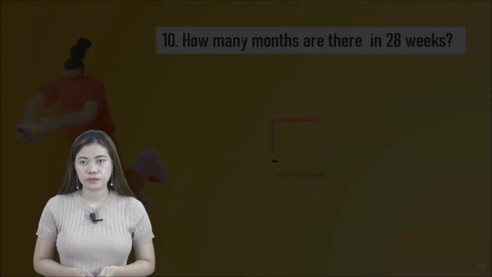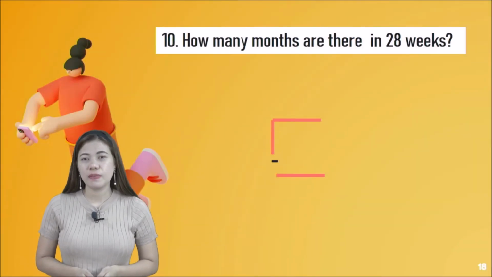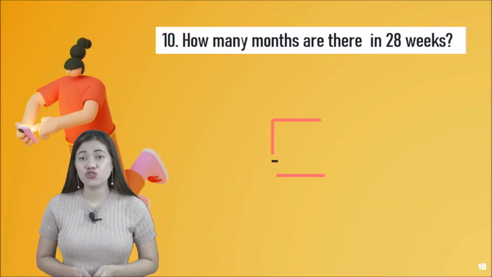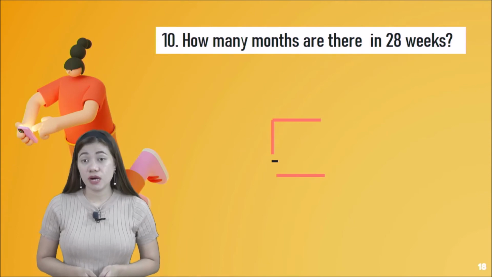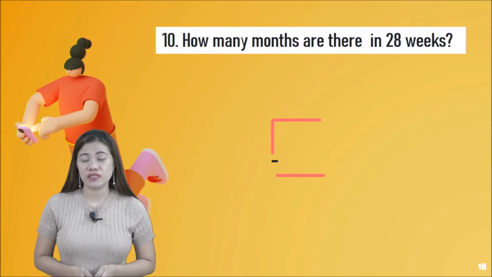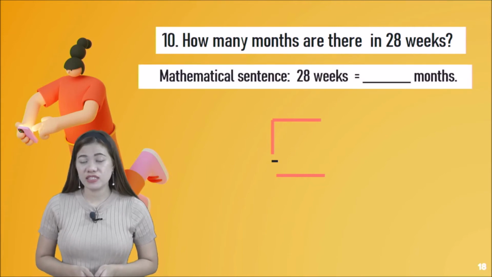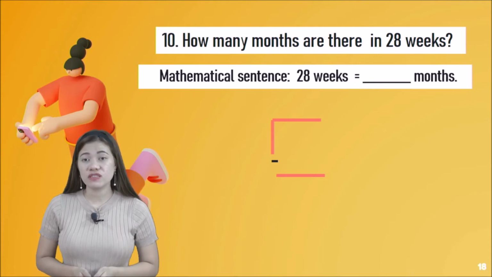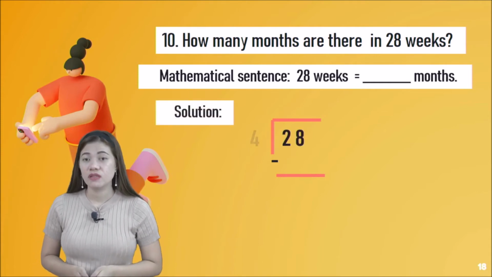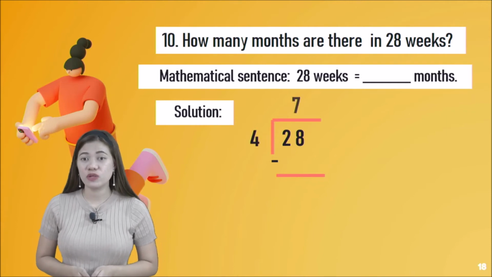Next, number 10. How many months are there in 28 weeks? So here's our mathematical sentence. 28 weeks is equal to blank months. Again, kids, in 1 month, we have 4 weeks. So we will just divide. 28 divided by 4 is equal to 7.